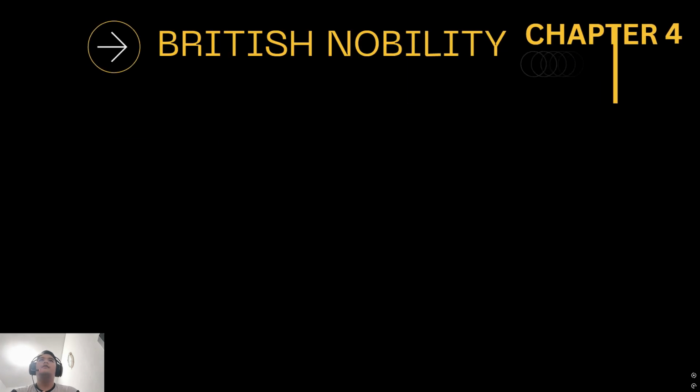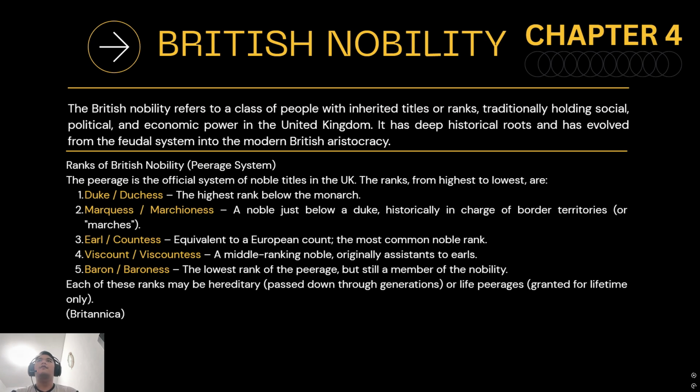And now, we're moving to Chapter 4, British Nobility. The British nobility refers to a class of people with inherited titles or ranks, traditionally holding social, political, and economic power in the United Kingdom. It has deep historical roots and has evolved from the feudal system into the modern British aristocracy.